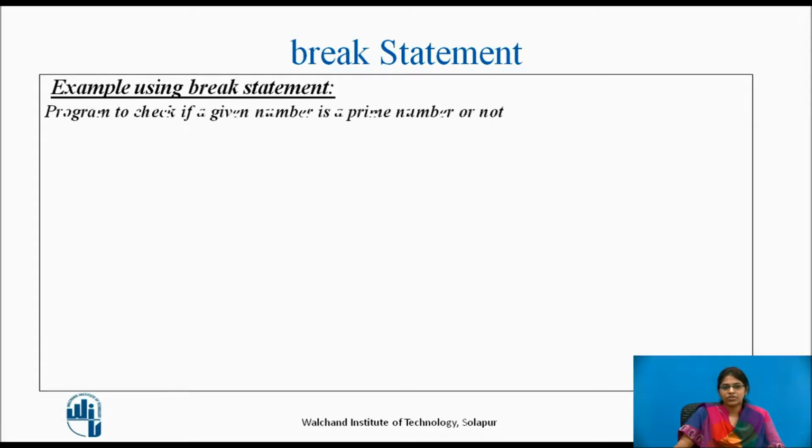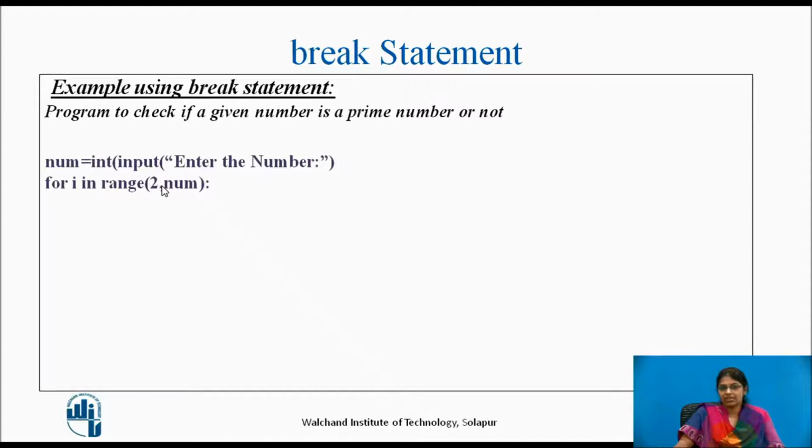Here is an example using break statement again. In this program, we are checking if a given number is a prime number or not. For this, first we are taking the input from the user by using the input function. After that, we are using the loop for I in the range from 2 to num. The number is a prime number if it is divisible by 1 and the number itself. If it is divisible by any other number other than 1 and the number itself, then it's not a prime number. To check the divisibility, we are using the loop, which is ranging from 2 to num.